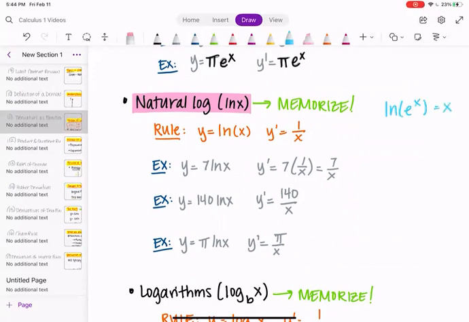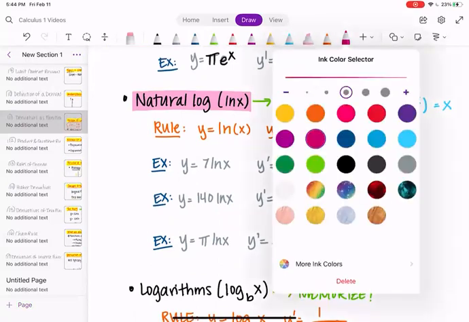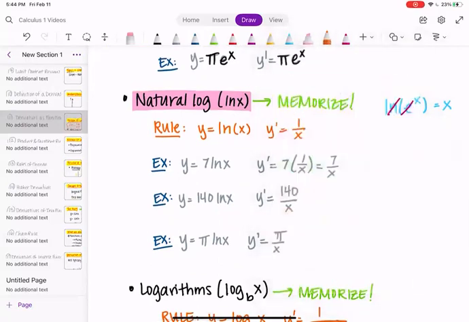So these essentially cancel each other out. So that's how those two are related. So the rule for that one is a little bit more complicated than e to the x because it doesn't stay the same, but it's pretty simple, right? So y equals ln of x, the derivative will become 1 over x. So let's jump into some examples so we can see what that looks like in action.